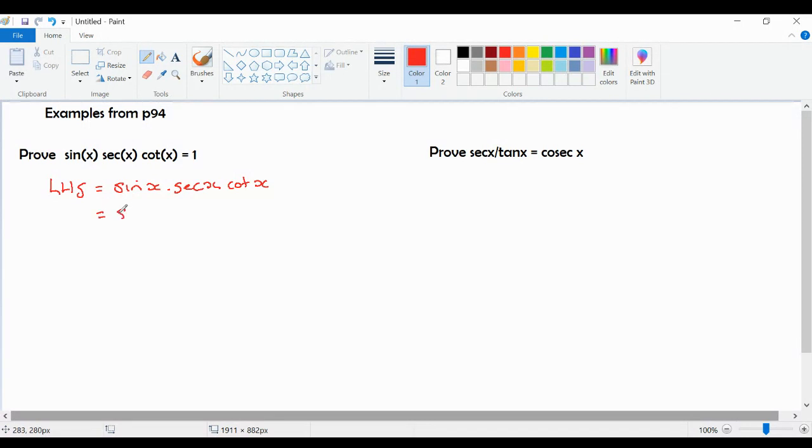Now, we know that sine of x is sine of x, but we also know that the sec of x is 1 over the cosine of x. When you've got things like cot, sec, cosec, tangent, it's always good to change everything to sines and cosines. The cotangent, if you look on your back page of your formula sheet, it says it's equal to the cosine of x over the sine of x.